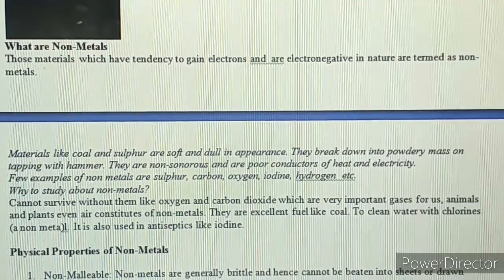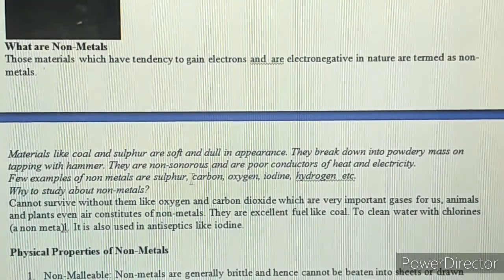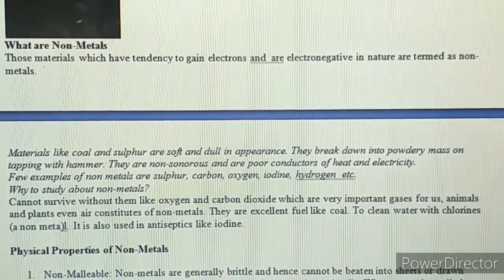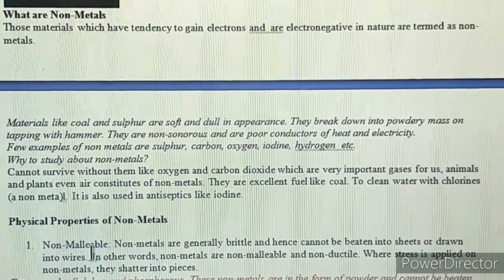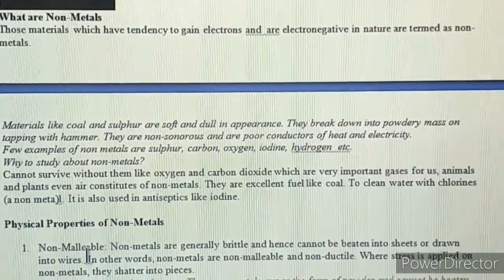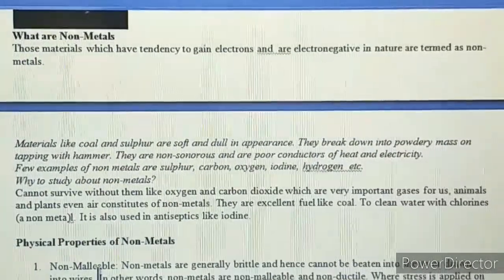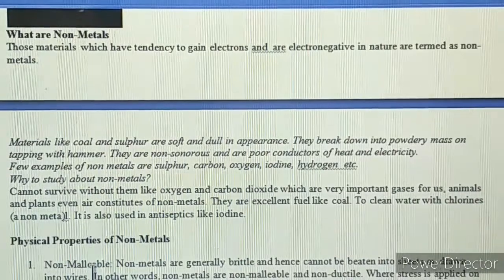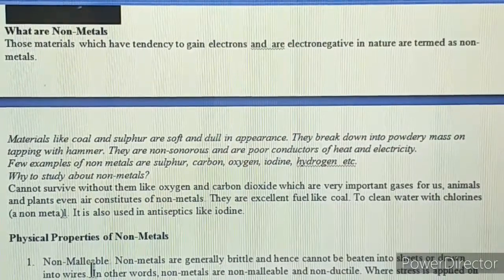A few examples of non-metals are sulfur, carbon, oxygen, iodine, hydrogen, etc. Now the question arises, what is the use to study about non-metals then, children, when they are not hard, when they are dull in appearance, when they are non-sonorous, when they are poor conductors? So why study about non-metals?